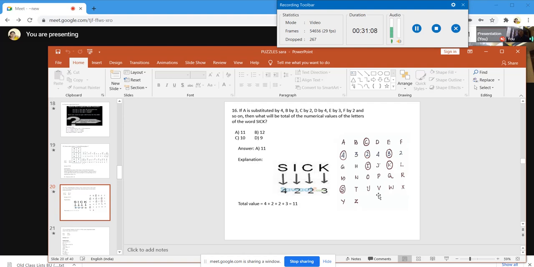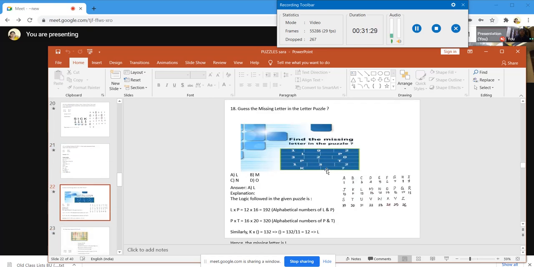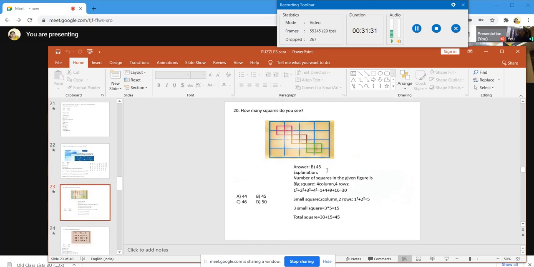What they asked is, what will be the total of the numerical values of the letters SICK? Now we can find out. S corresponds to 4. I corresponds to 2. C also corresponds to 2. K corresponds to 3. So finally, when you add all this up, the answer is 11.